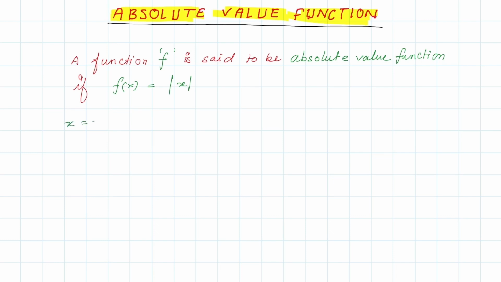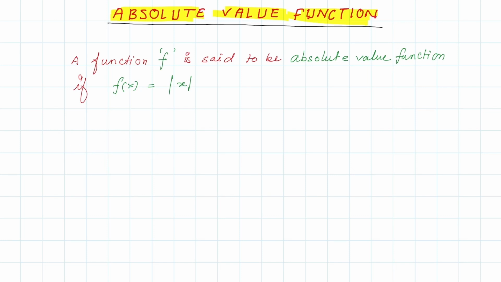if x is equal to -2, then mod of x will be +2. If x is equal to +2, then also it will be +2. Okay, so it doesn't matter what is the value of x, whether it is positive or negative, it's always going to give positive value. Okay, so that is the meaning of mod. Now let me show you how to draw the graph of this function.